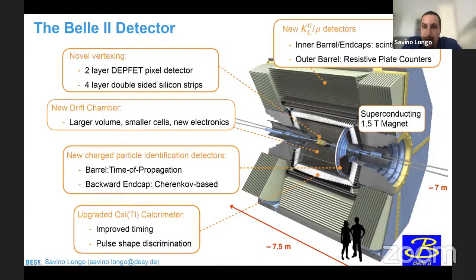And then our final detector is the K-long muon detector system. This is a sampling-based calorimeter detector where the active material is scintillating strips in the inner barrel and end caps, and in the outer barrel, we use resistive plate counters.